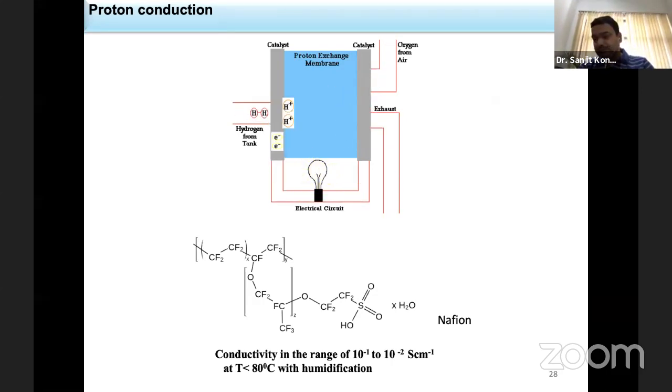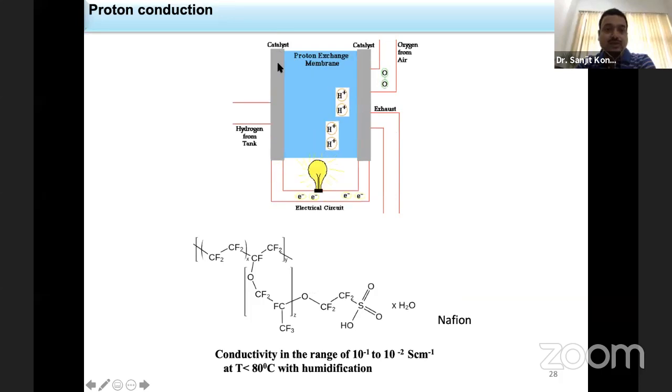See, proton conduction you need when you design a fuel cell membrane. What is a fuel cell? A fuel cell converts chemical energy to electricity. How does it do that? It's a very simplified diagram of a fuel cell. In the fuel cell, on one side you give hydrogen, H2.